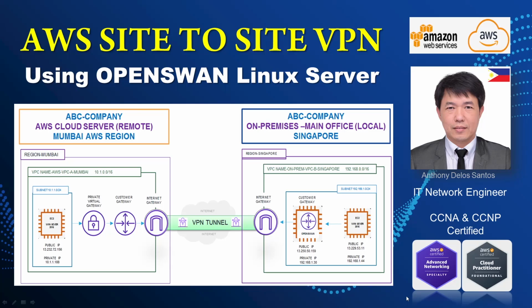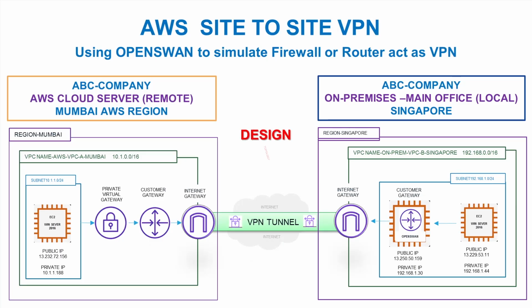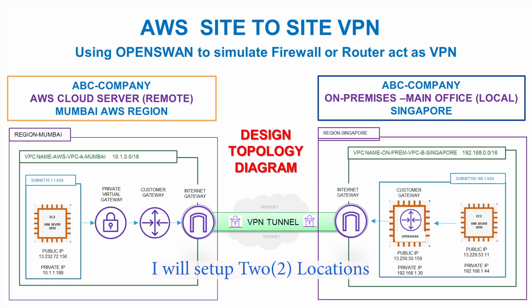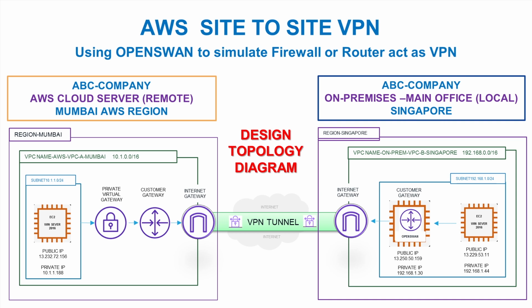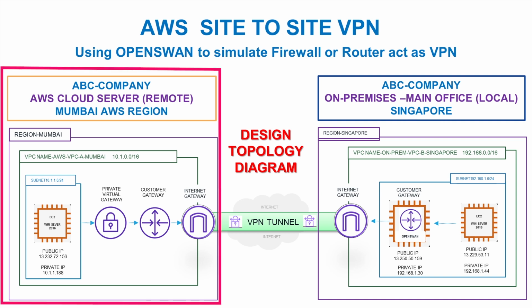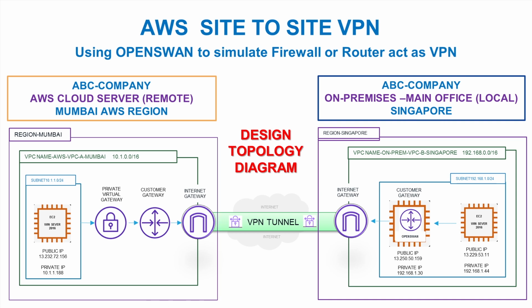Hi, in this video I will configure AWS site-to-site VPN using an Openswan Linux server. And here's my topology. I will be setting up two locations. One VPC is an on-prem site located in the Singapore region and another VPC is a remote site located in the Mumbai region. I will be using two AWS accounts and two VPCs to simulate this project.